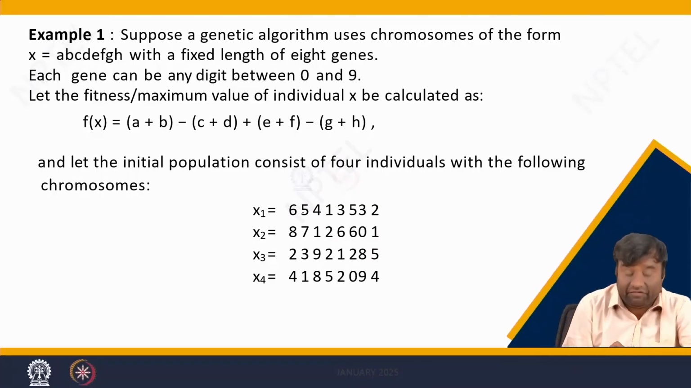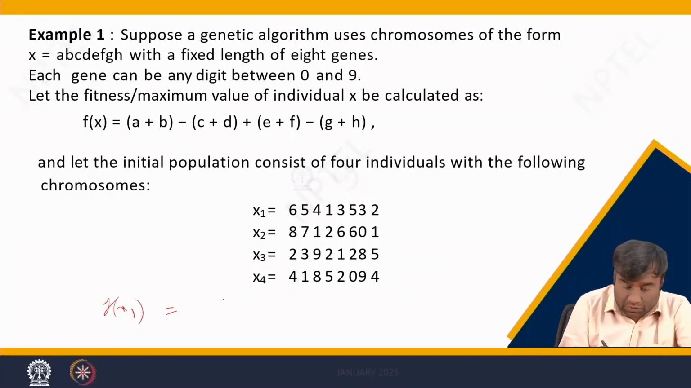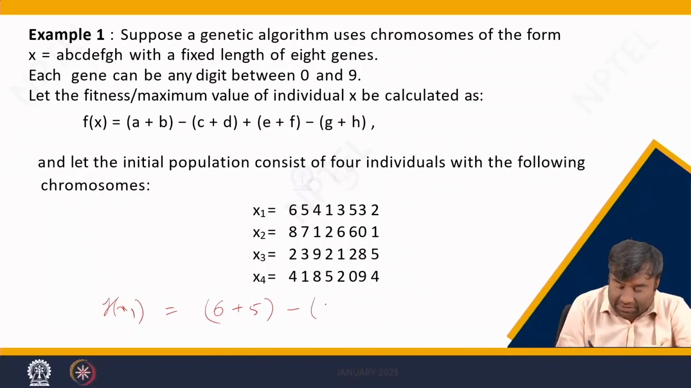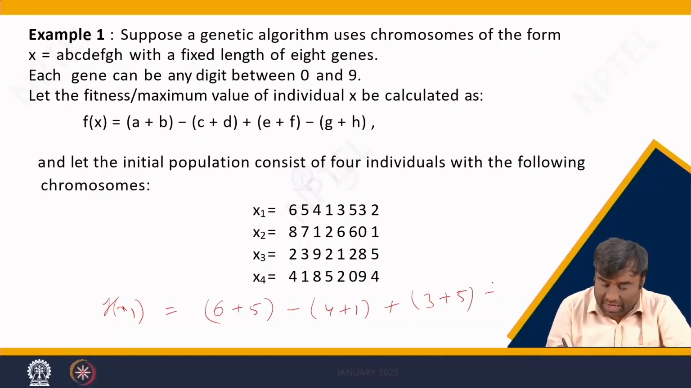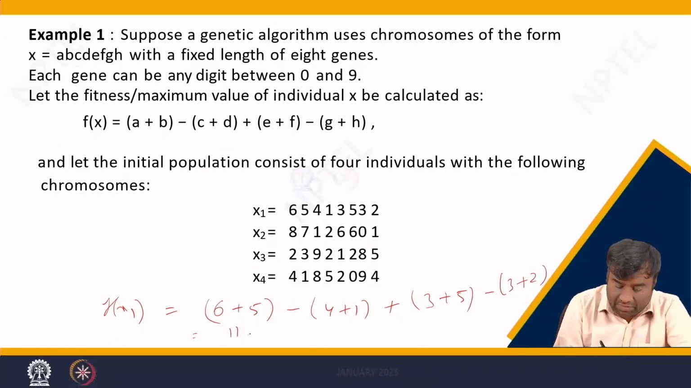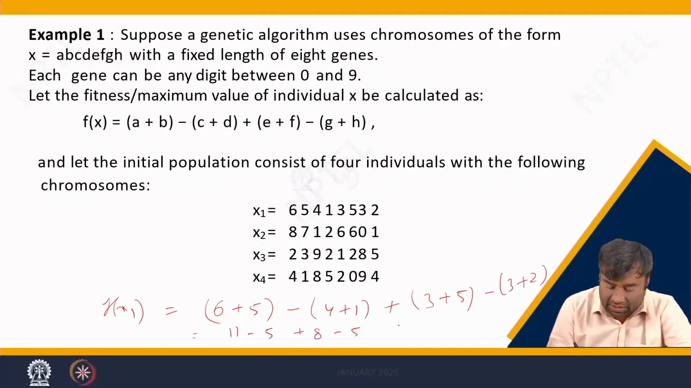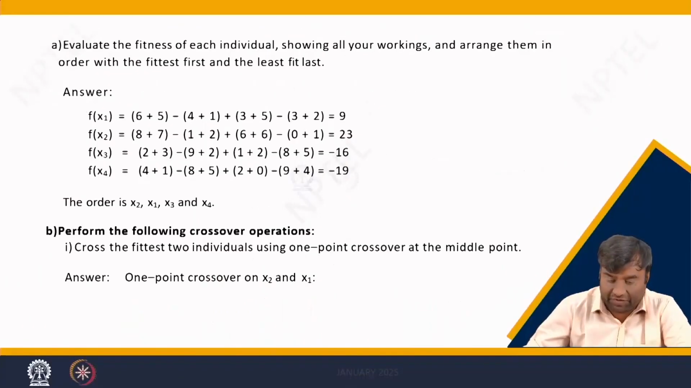So how to find Fx1? Fx1 will be like that, which is equal to A plus B, so 6 plus 5, minus C plus D, 4 plus 1, plus E plus F, 3 plus 5, minus G plus H, 3 plus 2. So here this is 11 minus 5 plus 8 minus 5. So you can check it is basically 9. So Fx1 is 9.